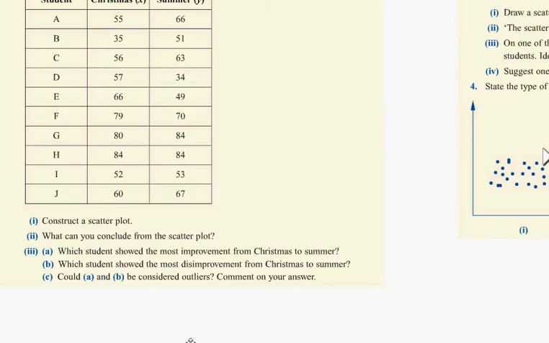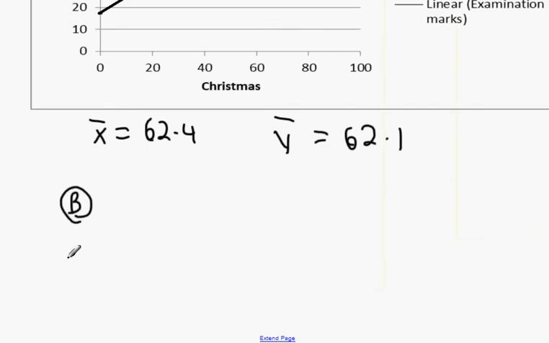What's the next question after that? Which student showed the most disimprovement? Disimprovement would be somebody with a lower score. D dropped down 23%. Did anybody go lower than that? No, so student D showed the most disimprovement.